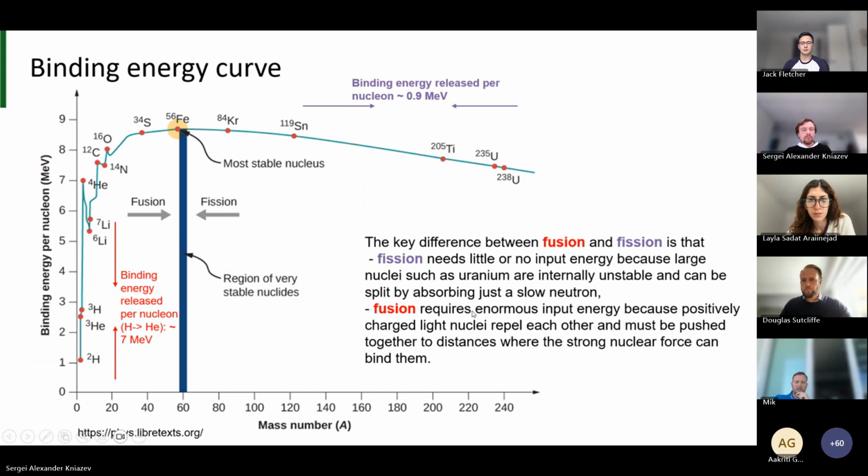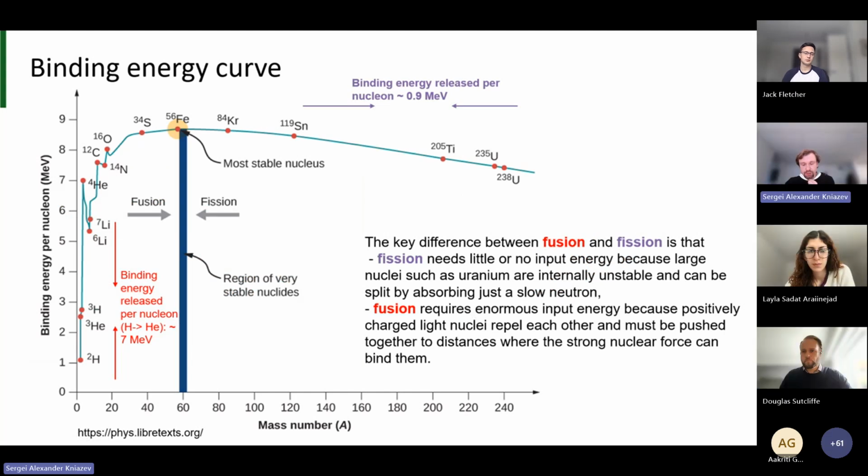And this is one of the most important charts in nuclear physics, the binding energy curve. This is the binding energy per nucleon on the y-axis and the mass number of nucleons on the x-axis. On the left side, we see light elements, light nuclei: hydrogen, helium, lithium. And you can notice that the binding energy per nucleon rises very steeply as you go up from hydrogen.